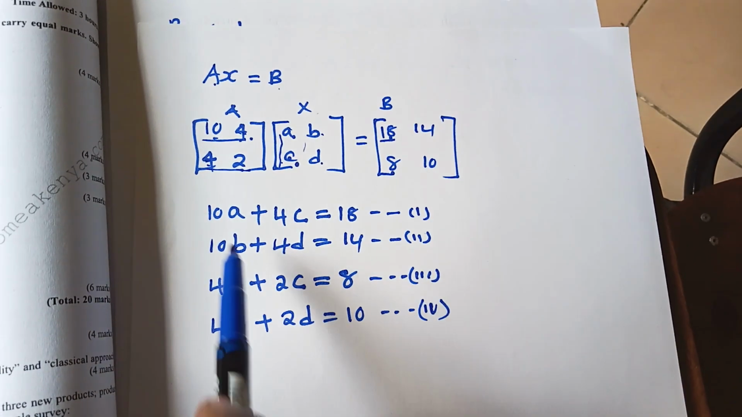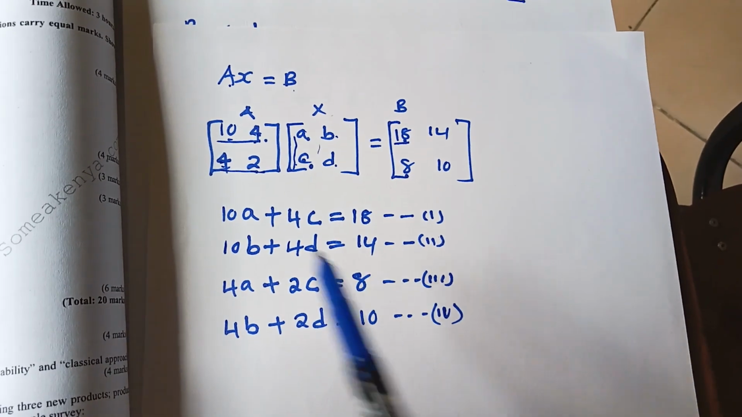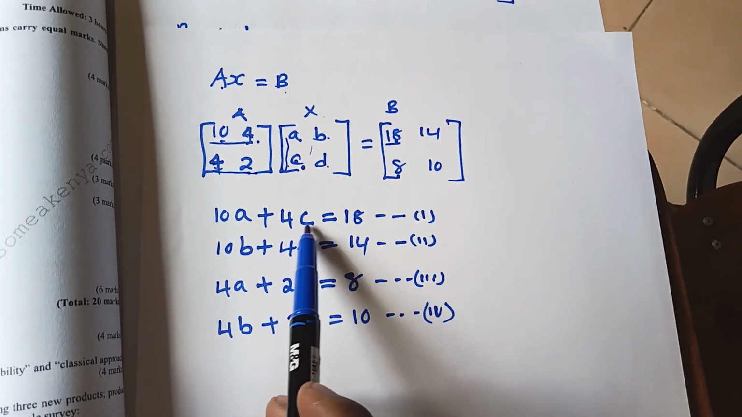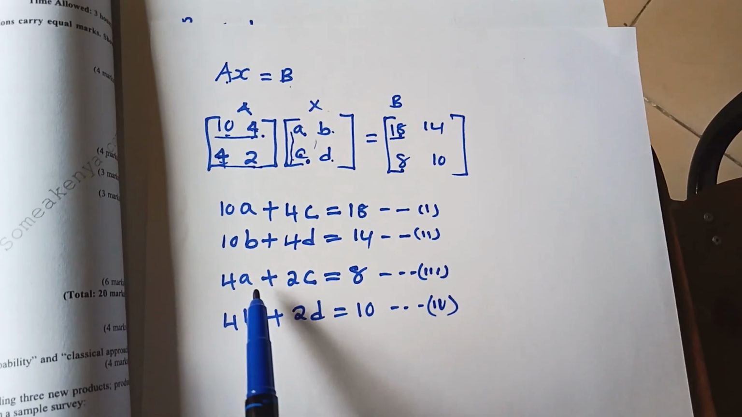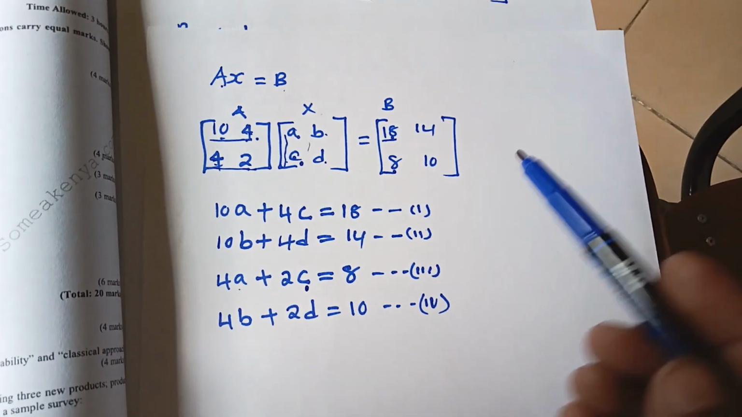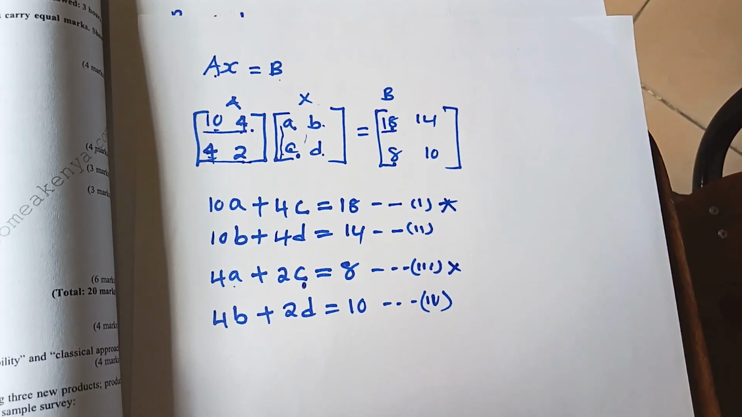So for us to be able to find the values of A, B, C, and D, we have to look at those equations that look similar. So what do I mean? Like in this particular equation number 1, you can see that we have A and C as the unknowns. Here, equation number 3, we have A and C as the unknowns. So we are going to merge equation 1 and equation number 3.